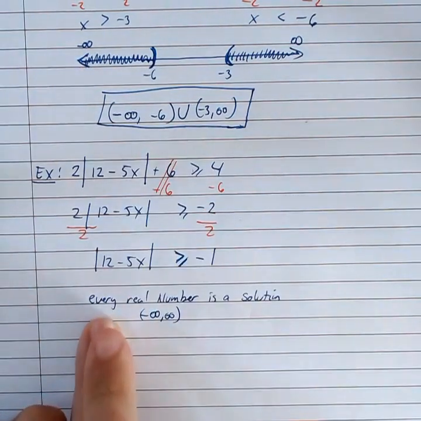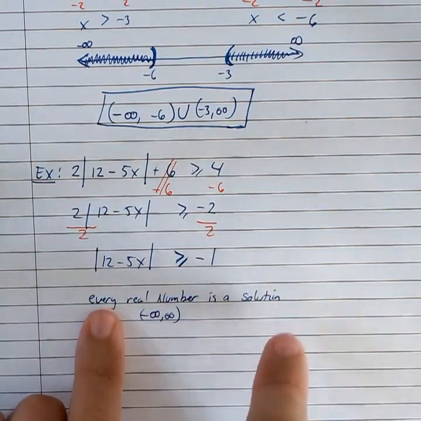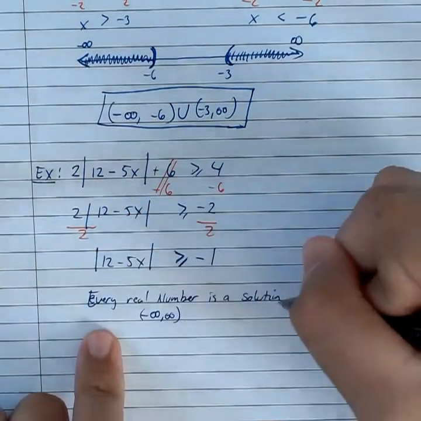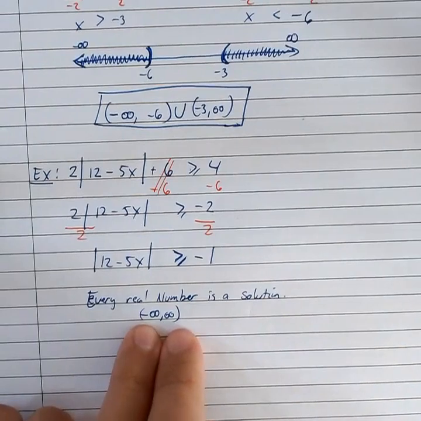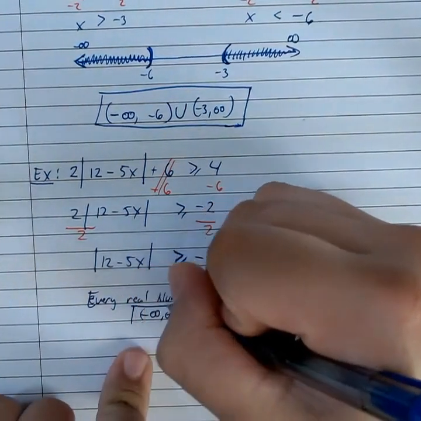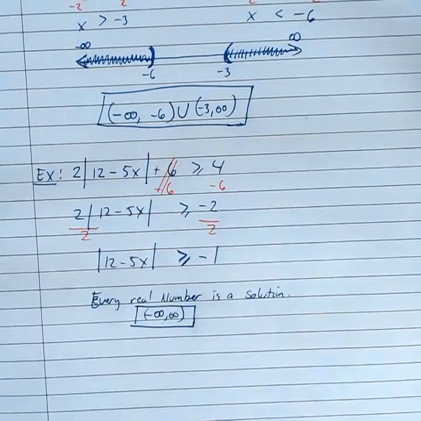So if you write it out as a sentence, you would say every real number is a solution. If you write it out in interval notation, which again your homework will ask you for, this would be the interval notation, from -infinity to infinity. And there we go, that's it.